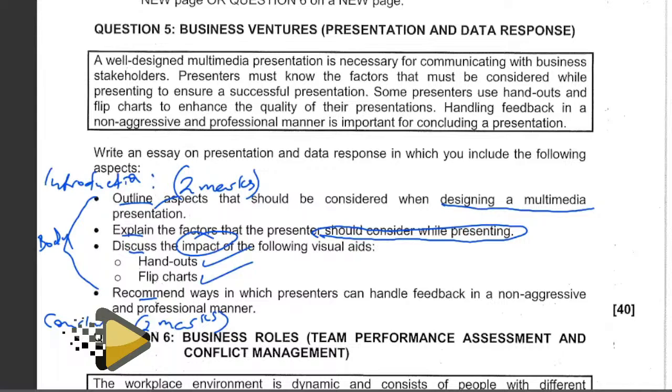Okay, right, grade 12s. Now let's move on to the suggestion. You have to suggest ways in which presenters can handle feedback in a manner that is not fighting or aggressive. If we want the presenter to handle the presentation without being rude towards whoever is asking a question, they should always be polite when responding to questions, meaning they should respond to questions, not a person.